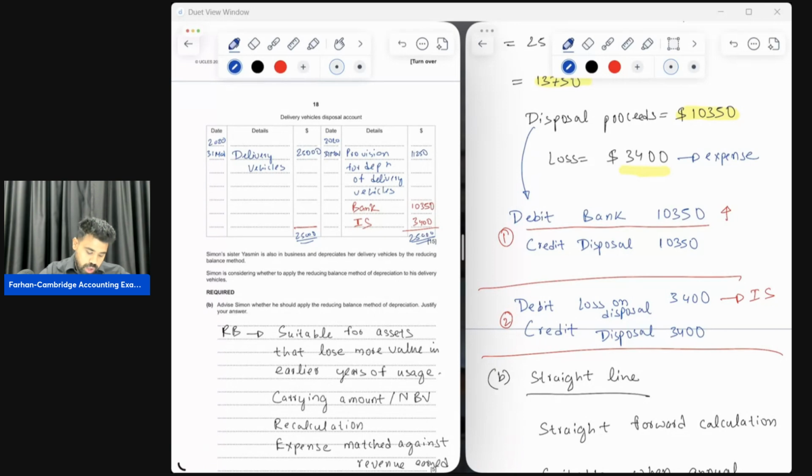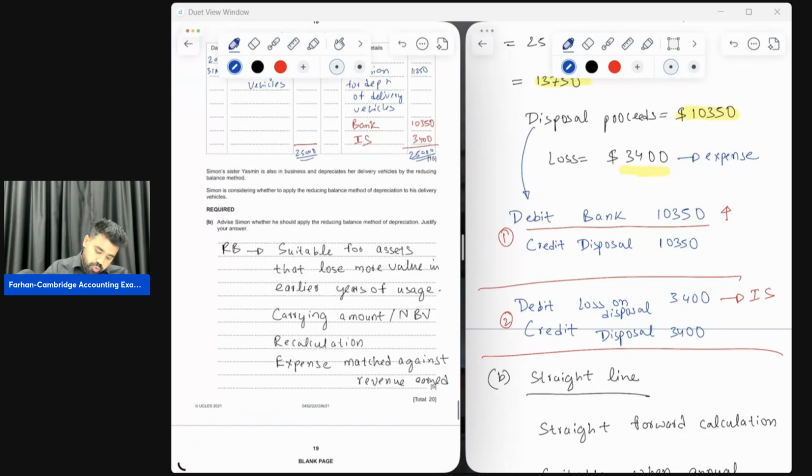All right, so now let's look into the last part of this question. Simon's sister, Yasmin, is also in business and depreciates her delivery vehicles by the reducing balance method. Simon is considering whether to apply the reducing balance method of depreciation to his vehicles. Advise Simon whether or not he should be applying the reducing balance method of depreciation, and make sure you justify your answer.